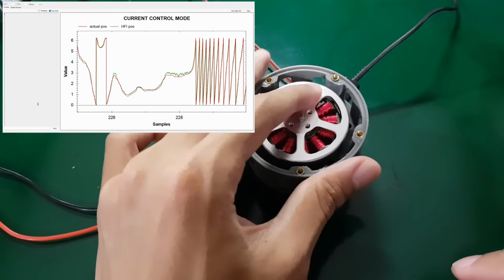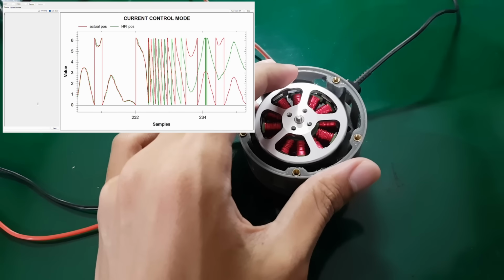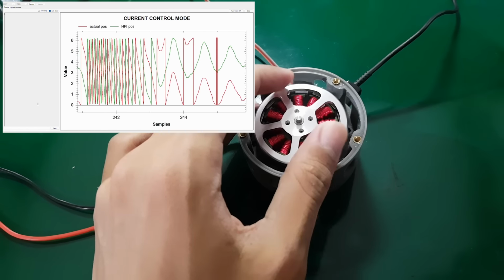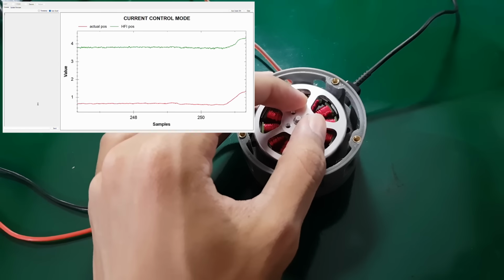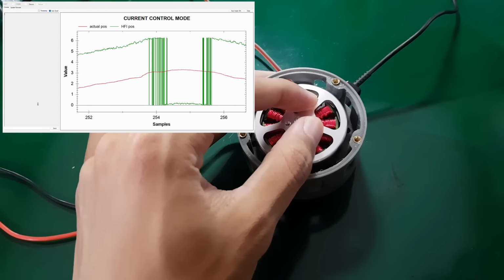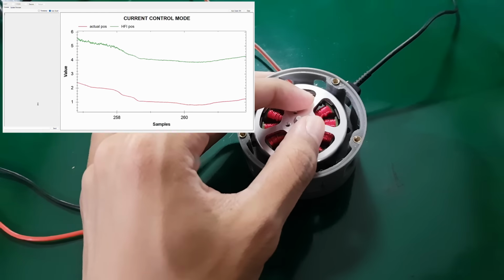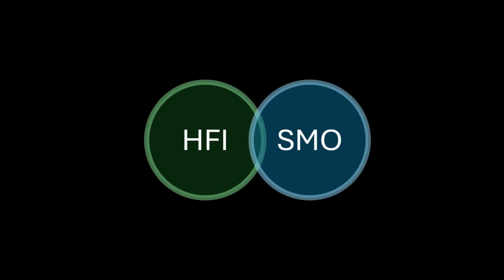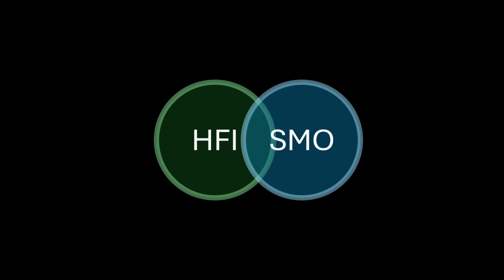But when I rotate the rotor quickly, the estimated angle starts to drift. This is indeed a limitation of HFI. Its ability to detect angle decreases when the motor is in the medium to high speed range. Since the main purpose of using HFI is to overcome the weakness of the sliding mode observer, or SMO, at low speeds, this means we will combine these two sensorless methods.